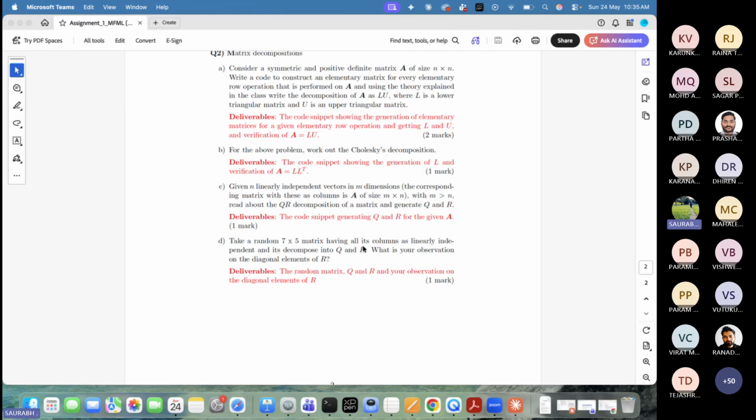It's just that it is asking for linearly independent columns. You'll have to add one new criterion that the columns are linearly independent. Those are the columns of matrix Q. But anyway, I will share the document with you, which will help you understand that.